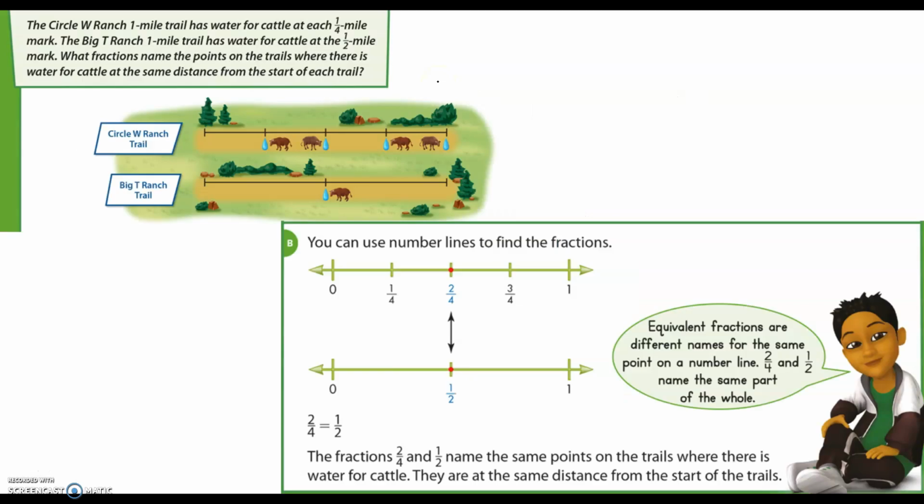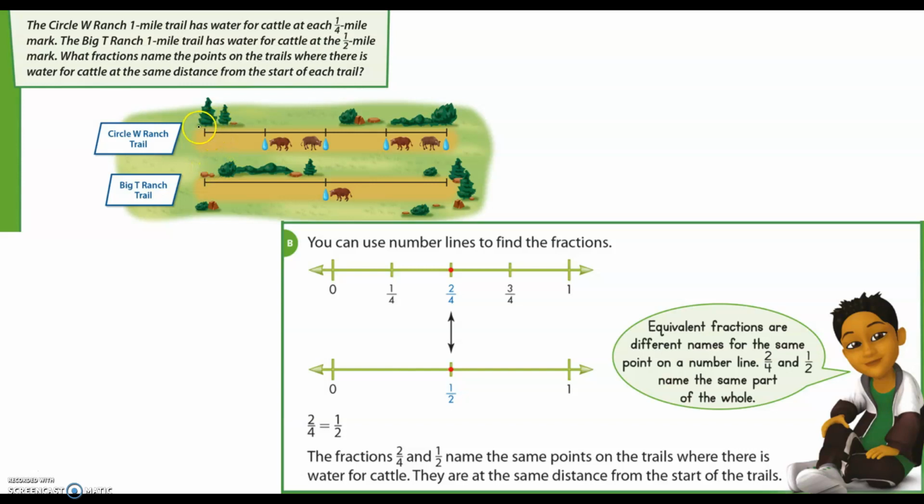The Circle W Ranch 1 mile trail has water for cattle at each 1/4 mile mark. The Big T Ranch 1 mile trail has water for cattle at the 1/2 mile mark. What fractions name the points on the trails where there is water for cattle at the same distance from the start of each trail? So you can see the pictures below.